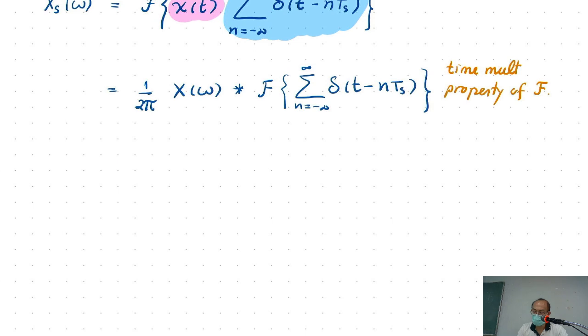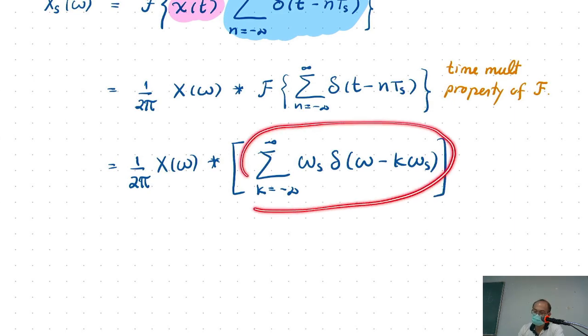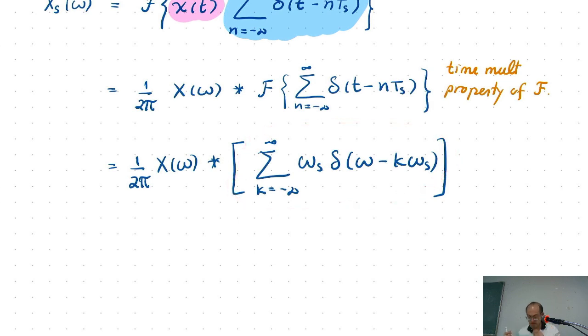When I do that, I'm going to have 1 over 2 pi X of omega convolved with the summation, k from negative infinity to infinity, of omega s delta(omega minus k omega s). Okay, this doesn't come out of nowhere. We have proved this already. We have seen this earlier from last time.